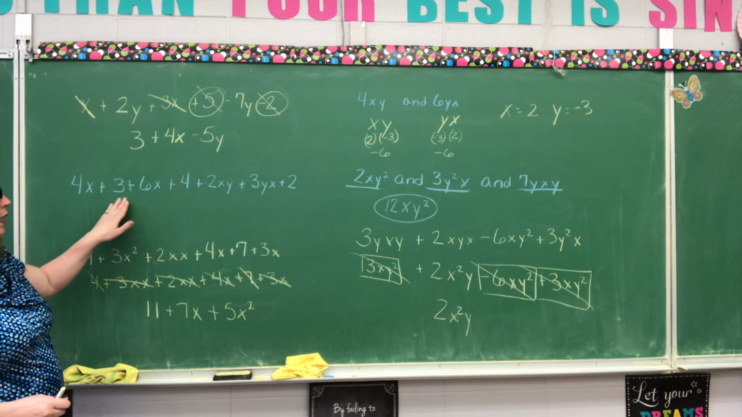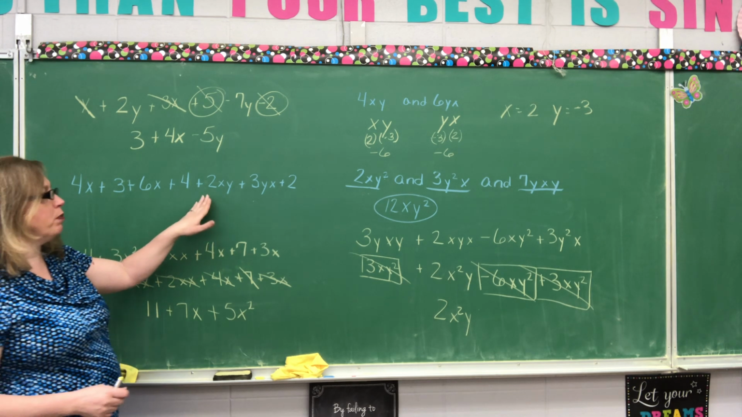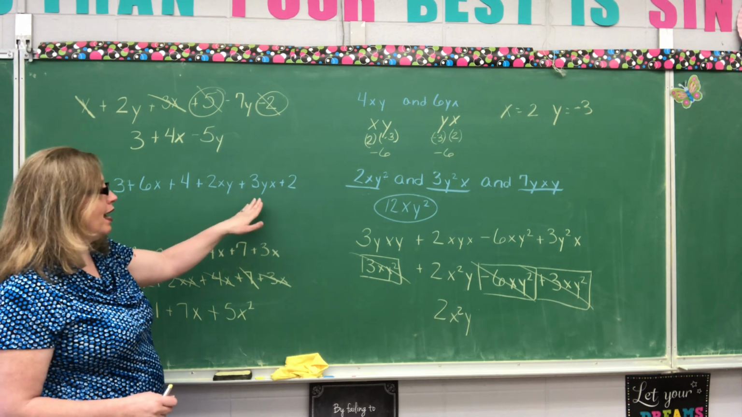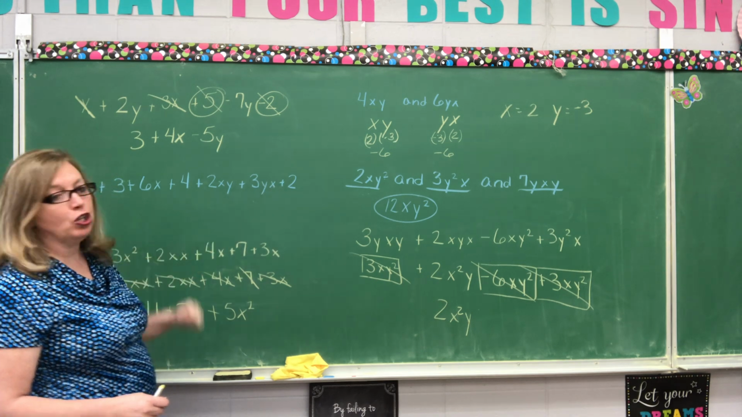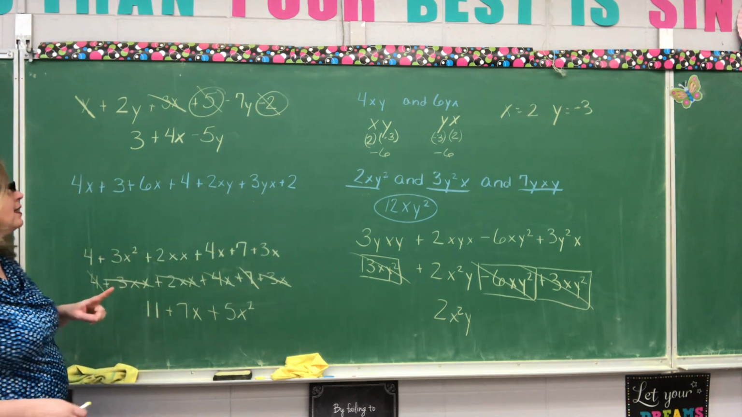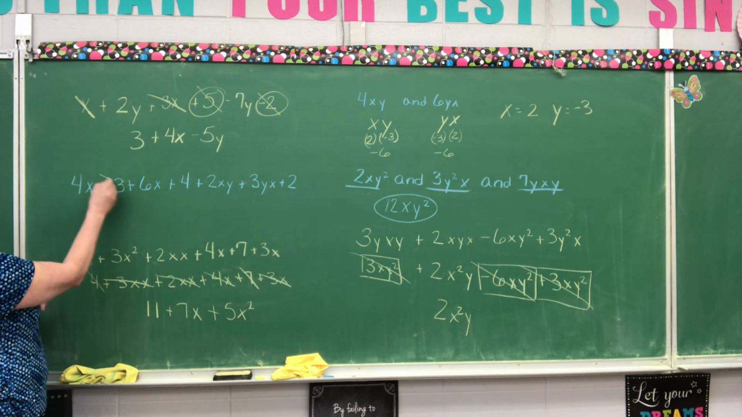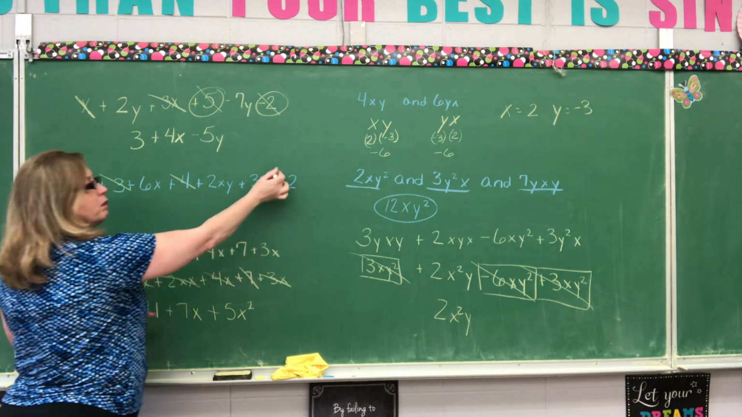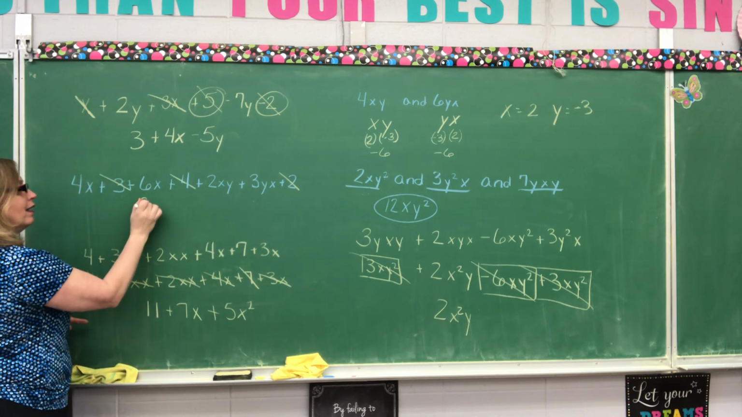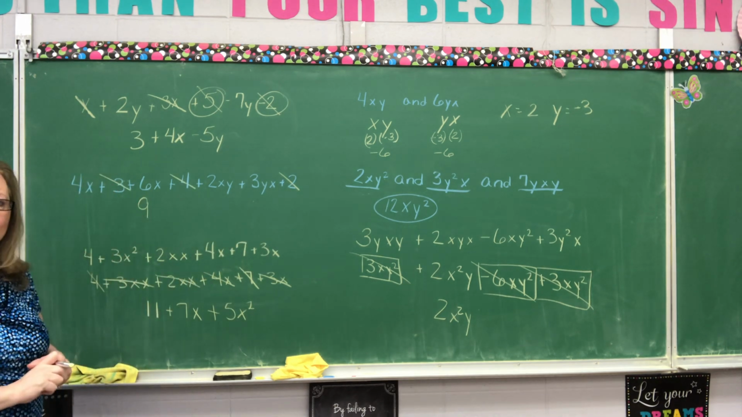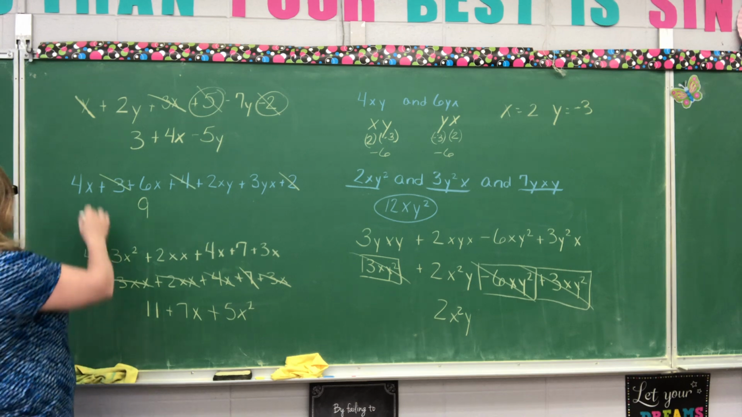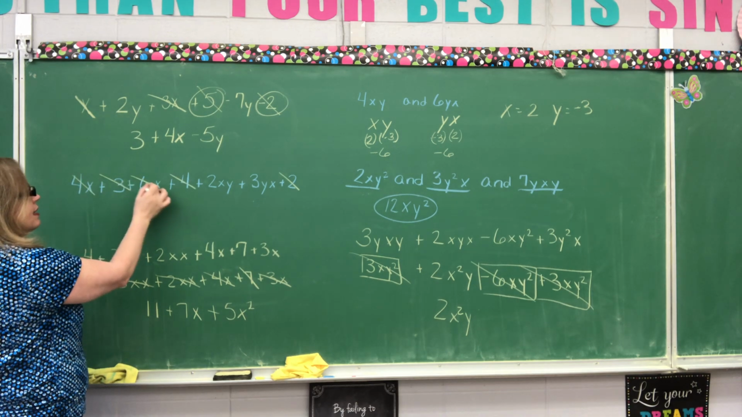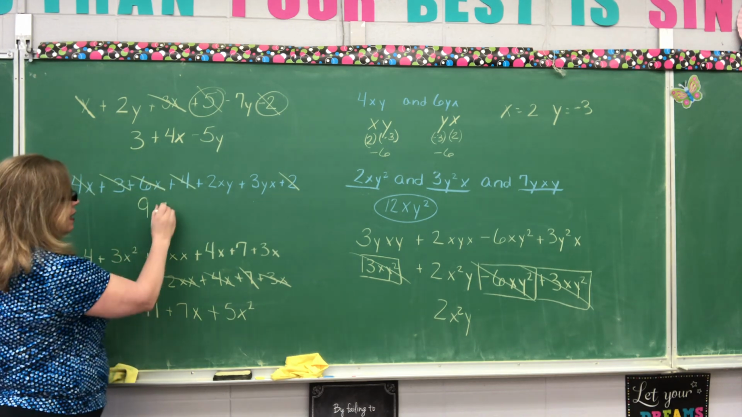4x plus 3 plus 6x plus 4 plus 2xy plus yx plus 2. Okay, let's do our constants first. Going through here, I have a 3 and a 4 makes 7 plus a 2 makes 9. Okay, now let's go through and find only our x's. 4x and 6x is 10x.